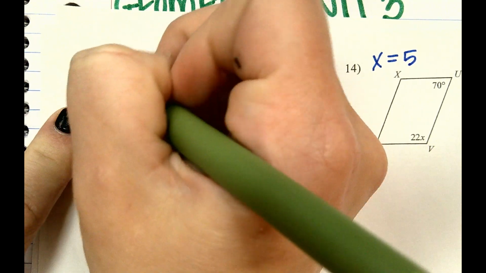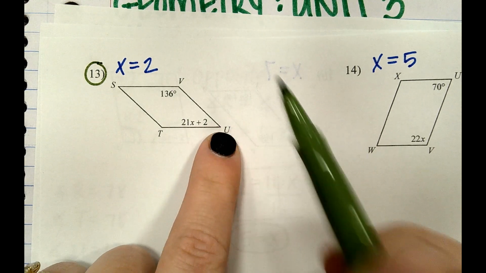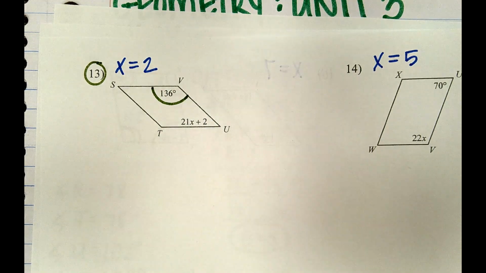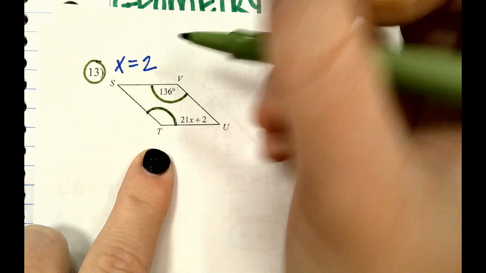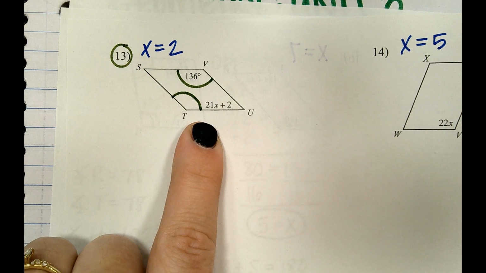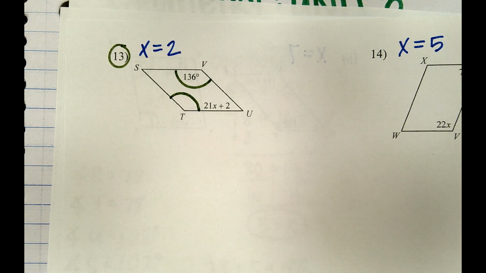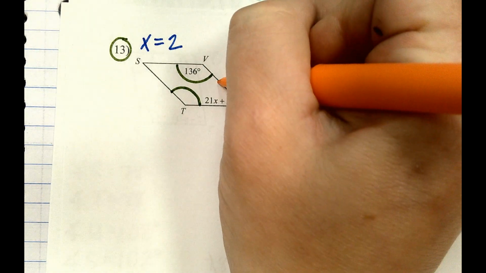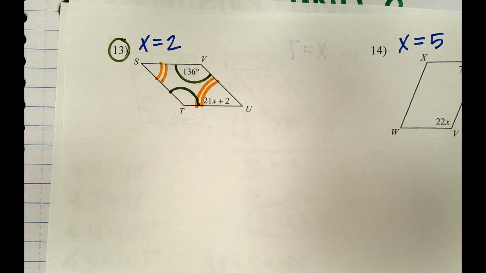So number 13 here, I have 2 angle measures given to me. I have angle V, which is 136 degrees. And I know that that's going to be equal to angle T because they're opposite. The other angle that I'm given is U. So let me grab another color. And opposite of U would be S.